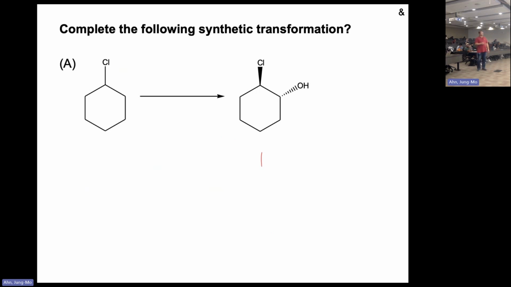In order to make this happen, you can get this done by preparing the chloronium ion first, and then water makes an attack. But in order to make the chloronium ion, what do you need? You need a double bond. But here, you don't see a double bond. So can we make a double bond with this? Do you know any reaction to make a double bond from that cyclohexyl chloride?